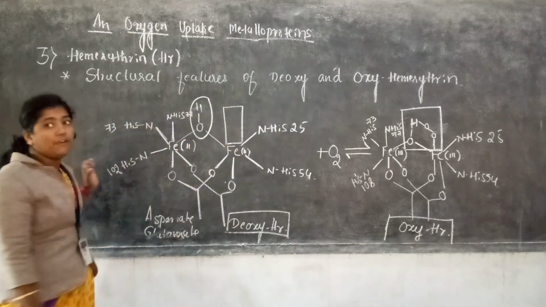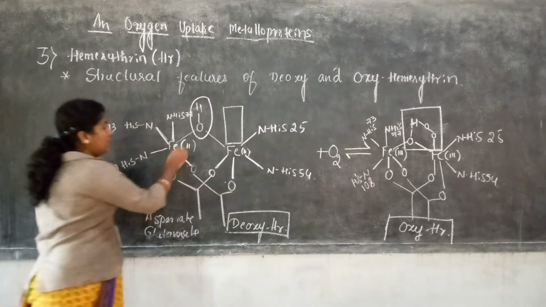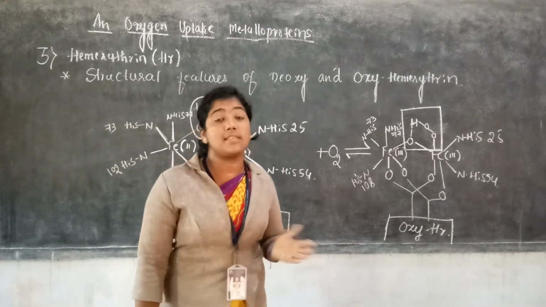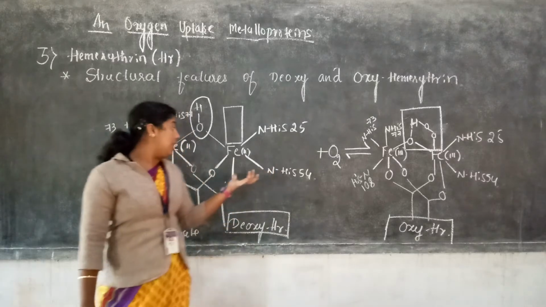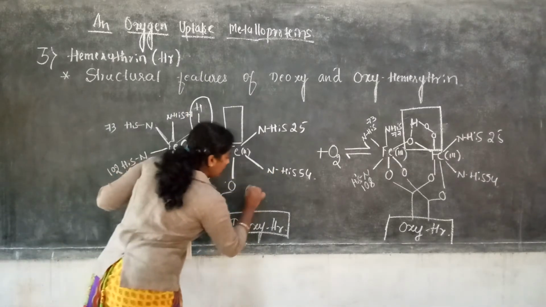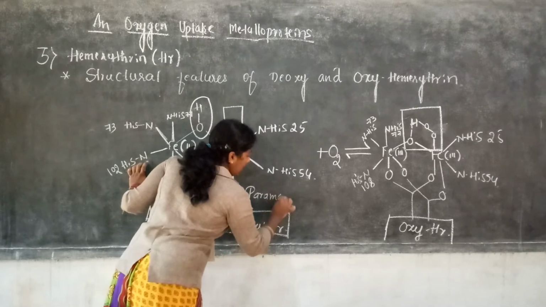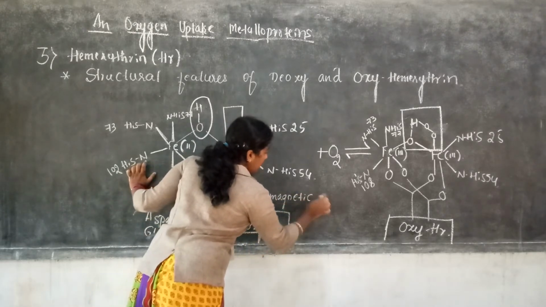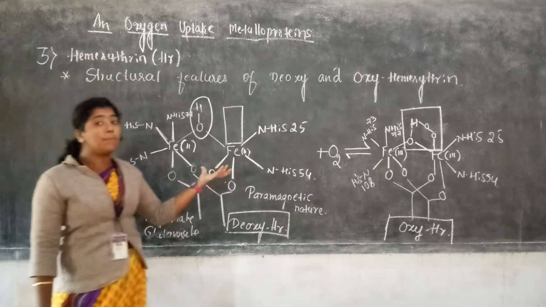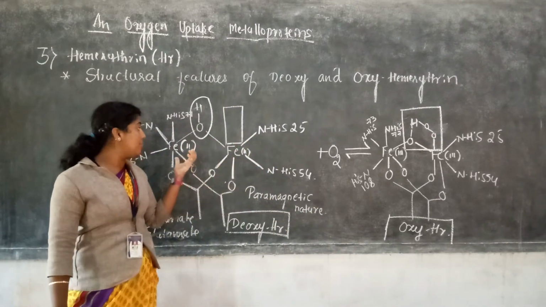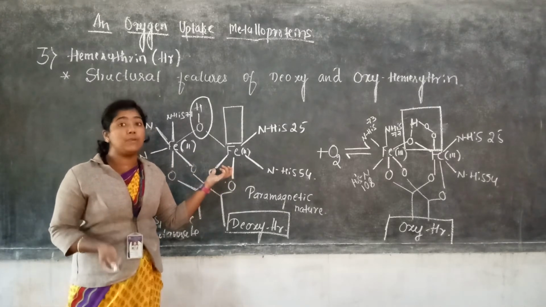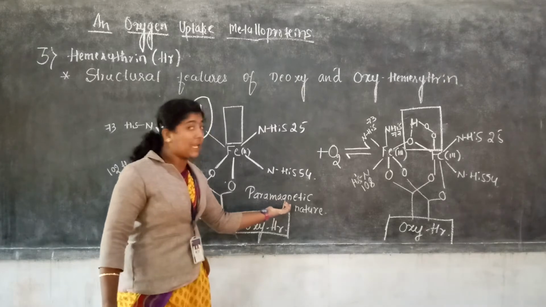So here in the deoxy form of hemerythrin, both irons are in the +2 oxidation state. So both iron centers are in the high spin state. Then the deoxy form of hemerythrin is paramagnetic in nature. Okay, the presence of unpaired electrons takes place in both iron centers. Both irons are in the high spin state. That's why these are paramagnetic in nature.